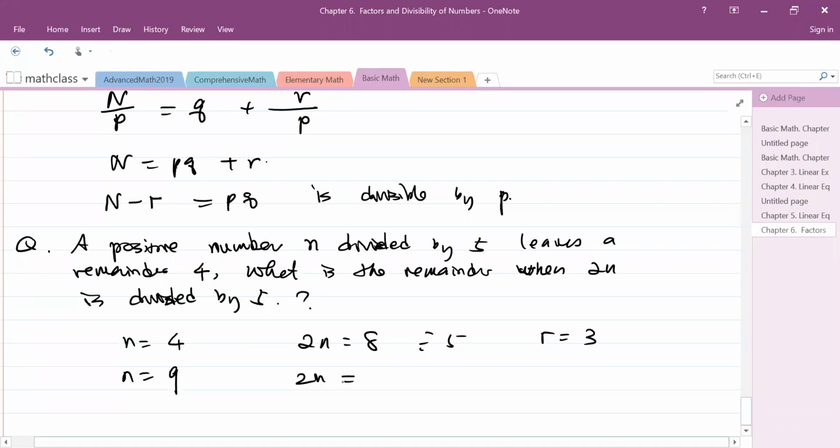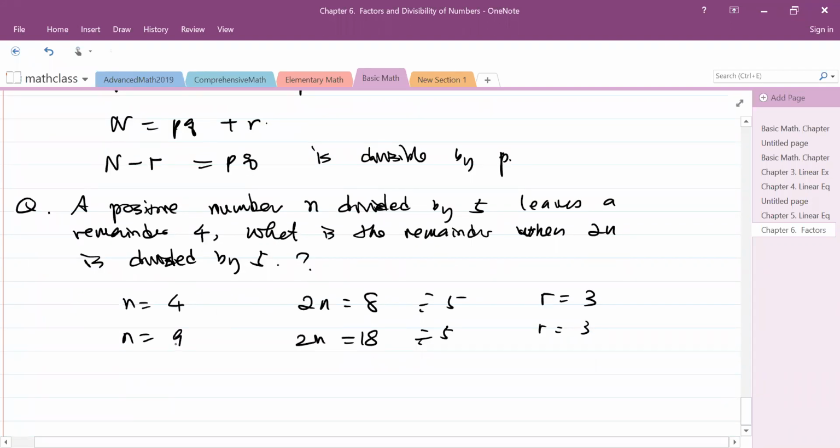2 times 9 is 18. 18 divided by 5, the remainder is 3. Still 3. Now what is the next one? 14. 14 divided by 5, the remainder is 4. So 2n is going to be 28. 28 divided by 5, the remainder is also 3.